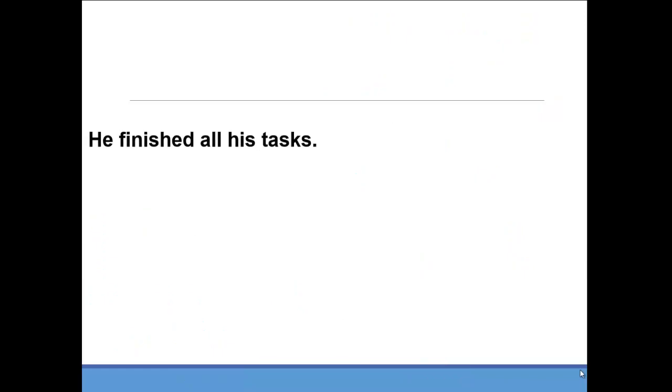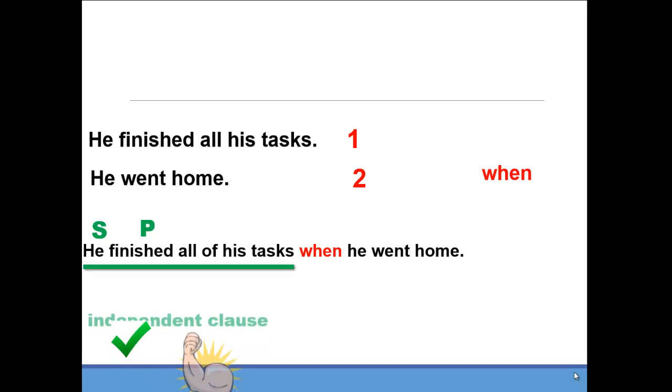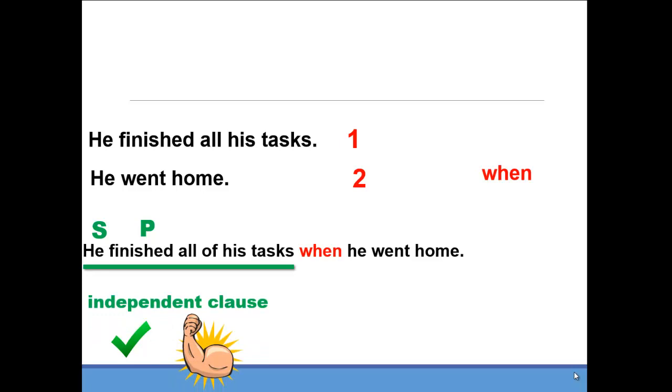Excellent. He finished all his tasks, sentence number 1. He went home, sentence number 2. Let's use the subordinating conjunction when. He finished all of his tasks when he went home. Let's check the first part. He finished all of his tasks. He is the subject, the rest of the sentence is the predicate. Can I use this part of the sentence alone? Yes, I can. It tells a complete idea. So what do I call it? I call it the independent clause.